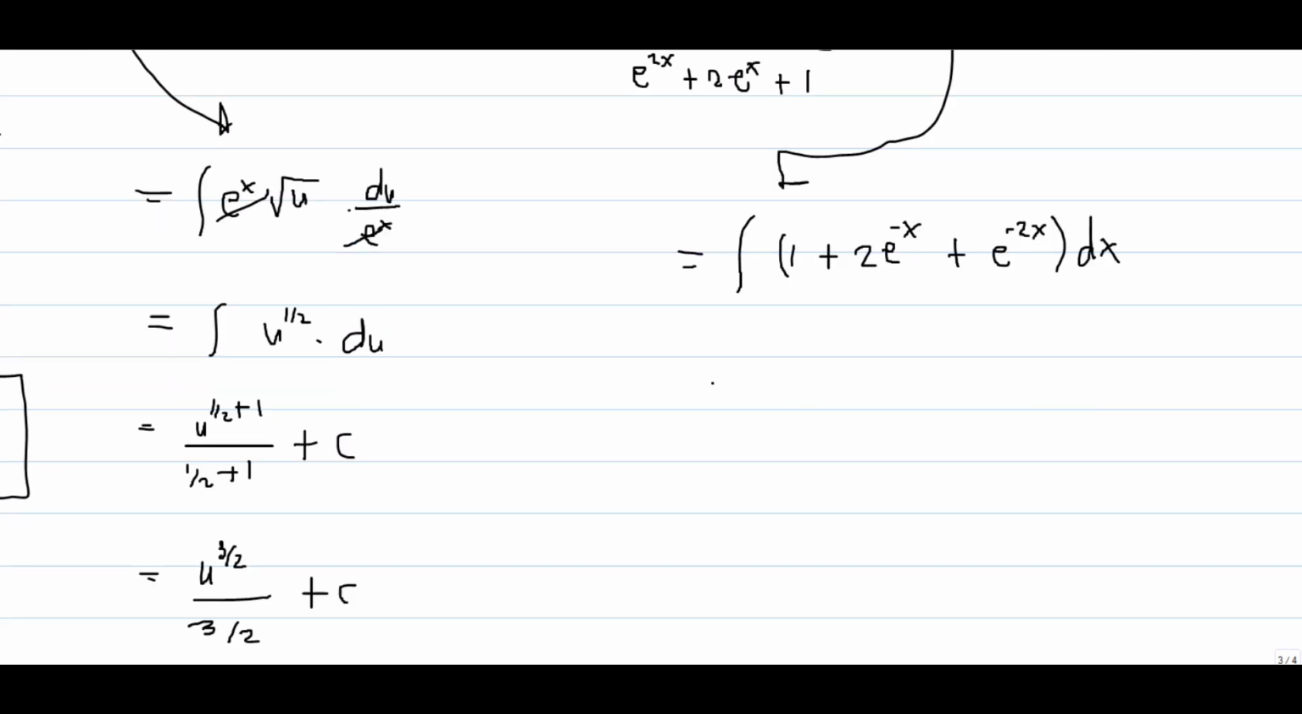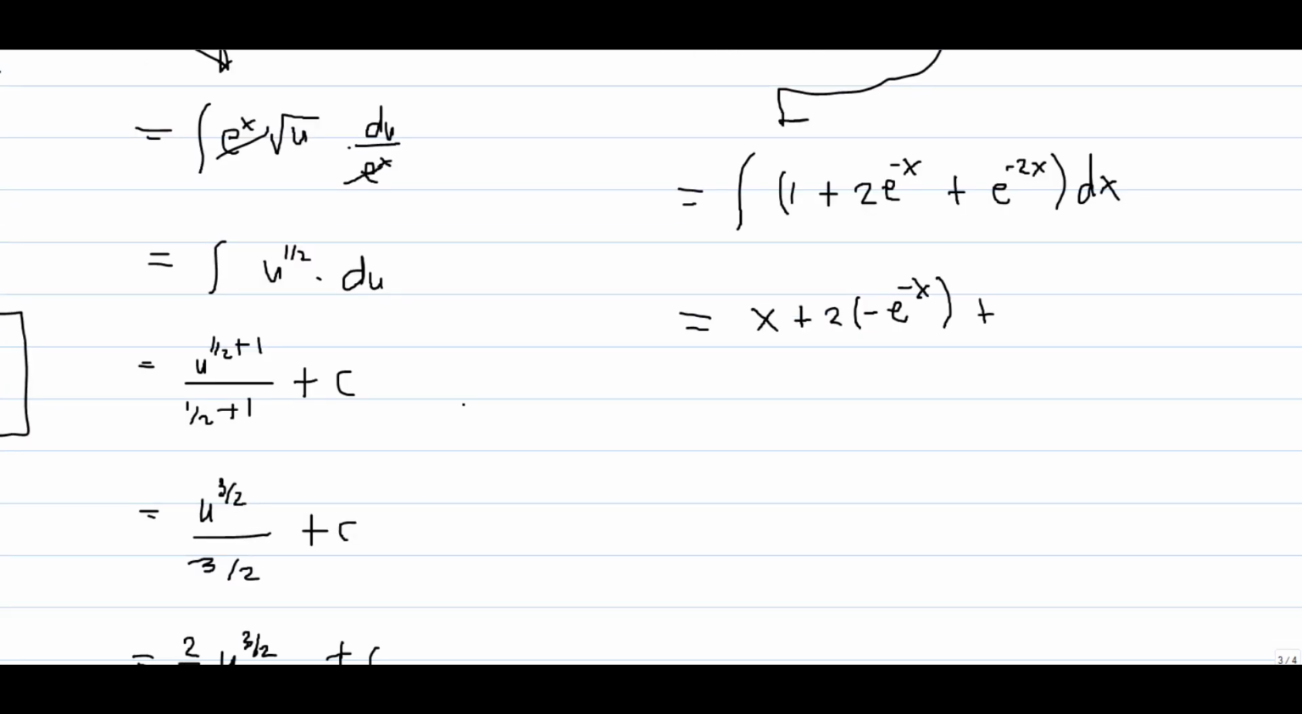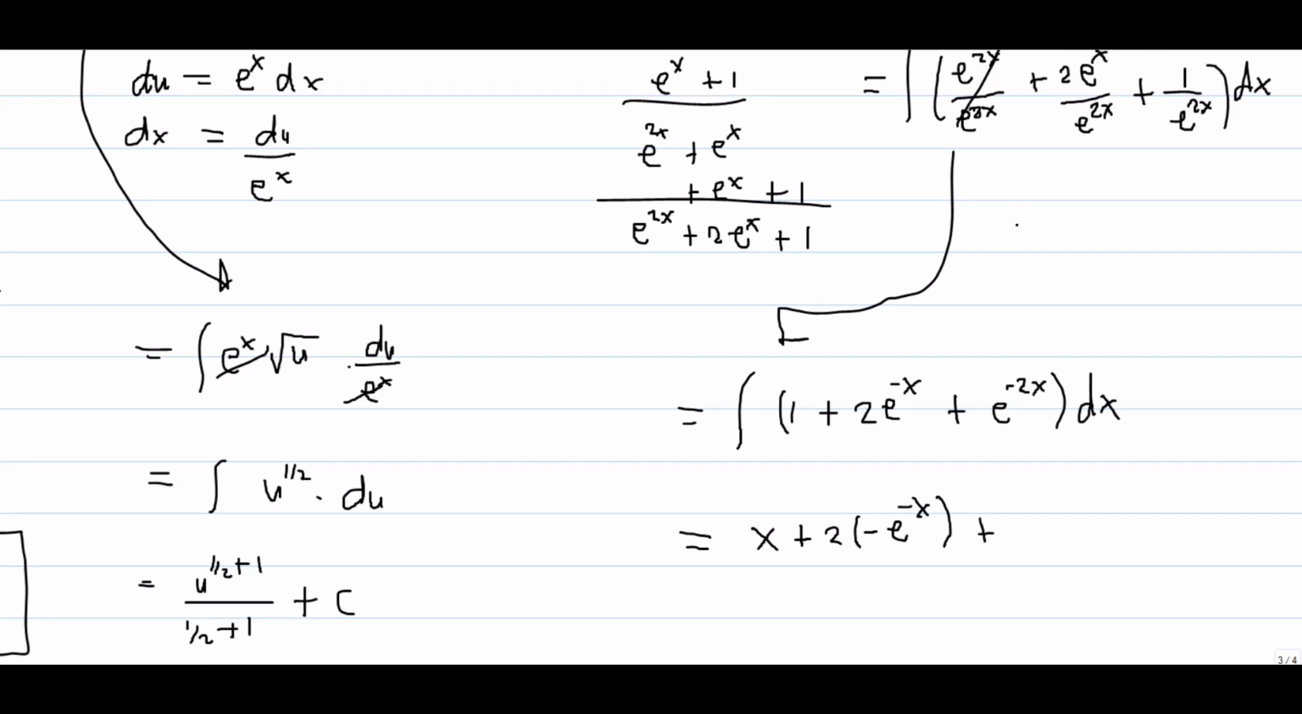So we can now integrate. The integral of 1 is x, and plus 2 times the integral of e to the power negative x, which is equal to negative e to the power negative x. Then plus, take note, we integrate e to the power negative 2x dx.